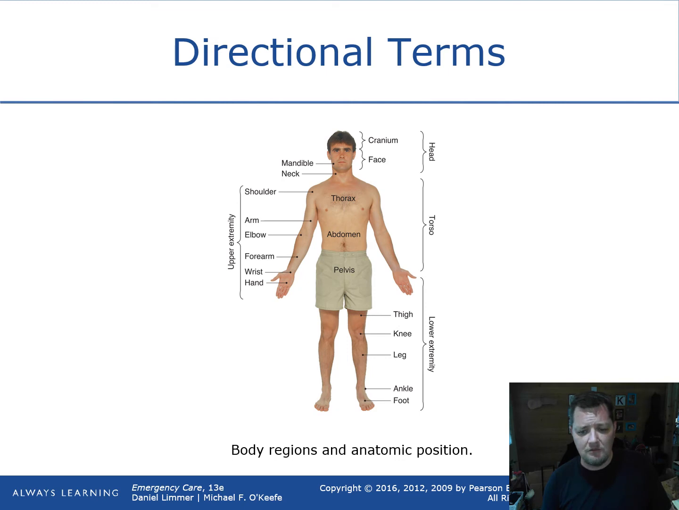All right, so remember body regions and anatomic positions. These are just body regions of the body. We've got the pelvis, the abdomen, the thorax, the head, torso, the lower extremity, which includes part of the pelvis, the thigh, the knee, the leg, the ankle, the foot. And then you've got your upper extremity that includes the shoulder, arm, elbow, forearm, wrist, and hand.